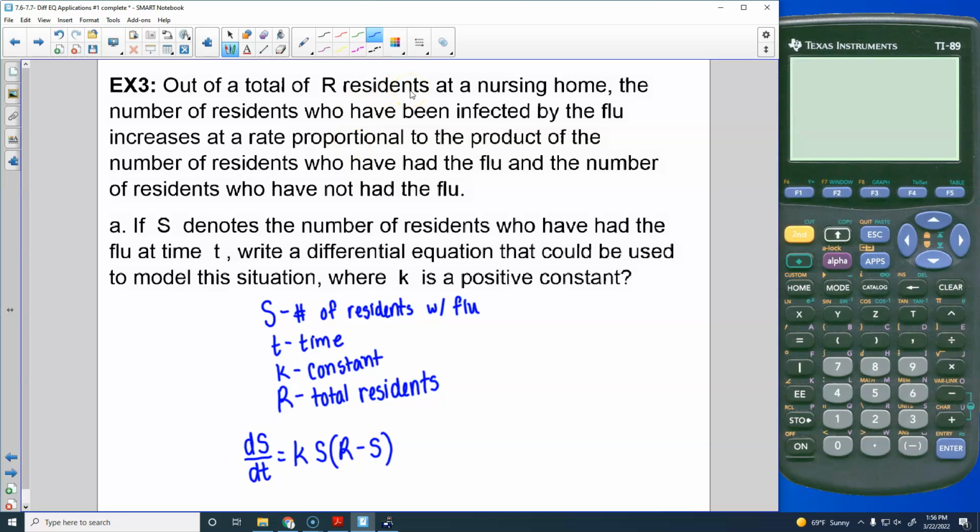So whenever we are, this first part really tells you how to write the differential equation. This part sort of defines your variables and tells you what it's looking for, so it's asking for that differential equation. So whenever we see the number of residents who have been infected by the flu, that makes us think S, but then it says increases at a rate. So that's the rate that S is changing. And so the rate that S is changing is going to be our dS/dt.